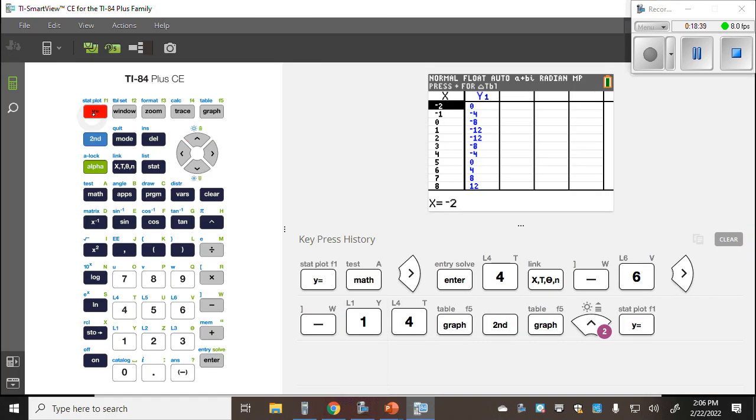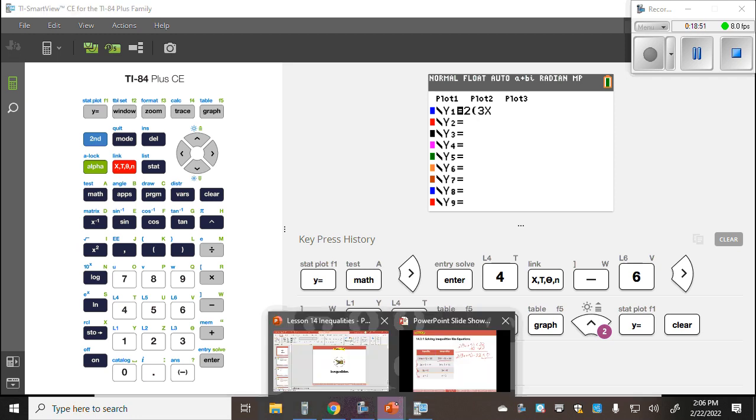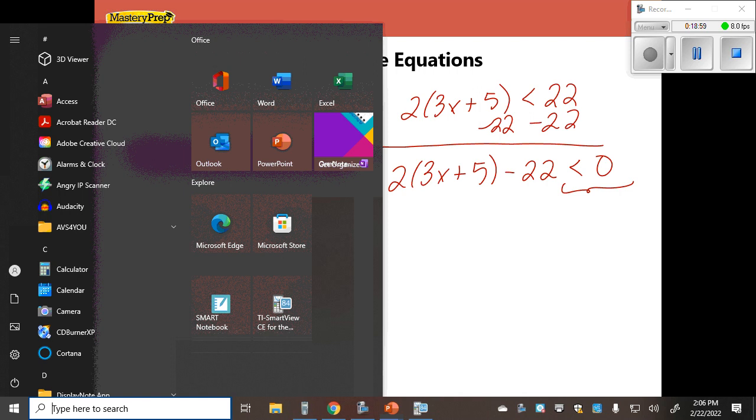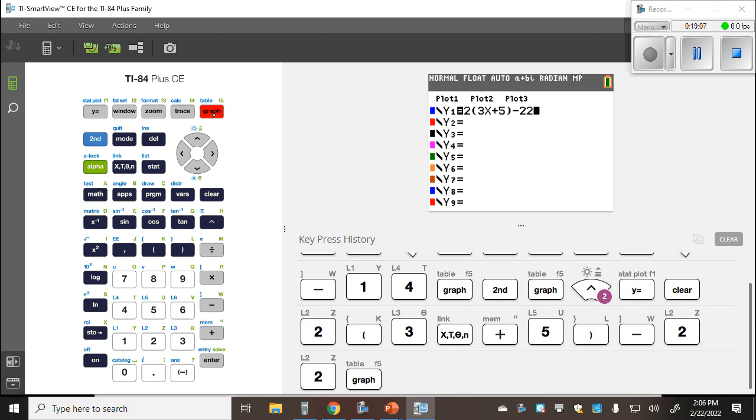I'll come over here. Clear that out. Say 2 parentheses 3x, I think is plus 5 and minus 5. I've already lost it. It is plus 5 minus 22. On that. Plus 5 minus 22. And I can graph it.